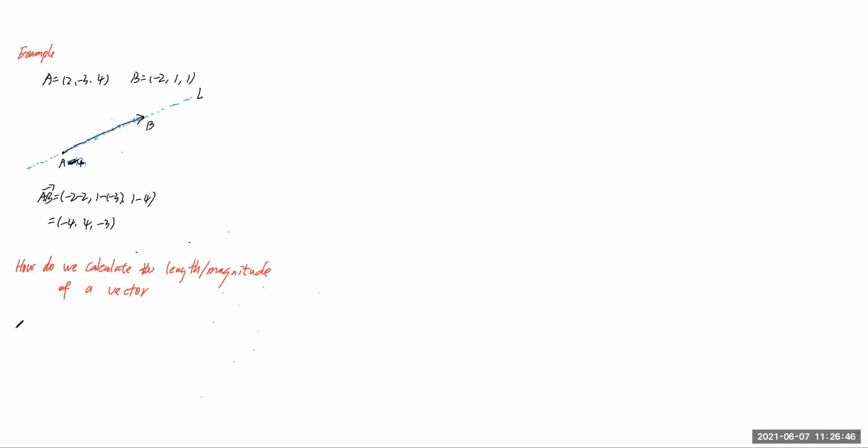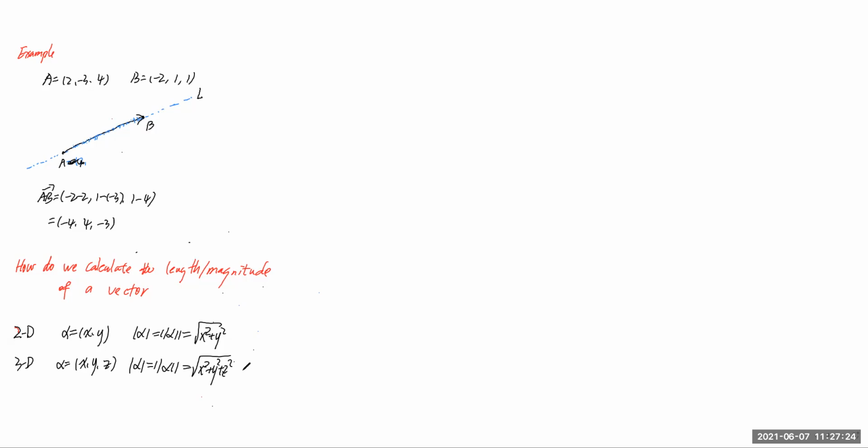In the 2D case, if we have a vector alpha with components x, y, the length is just the square root of x squared plus y squared. I think you know this one. And in 3D space, for alpha with components x, y, z, the length is the square root of x squared plus y squared plus z squared.